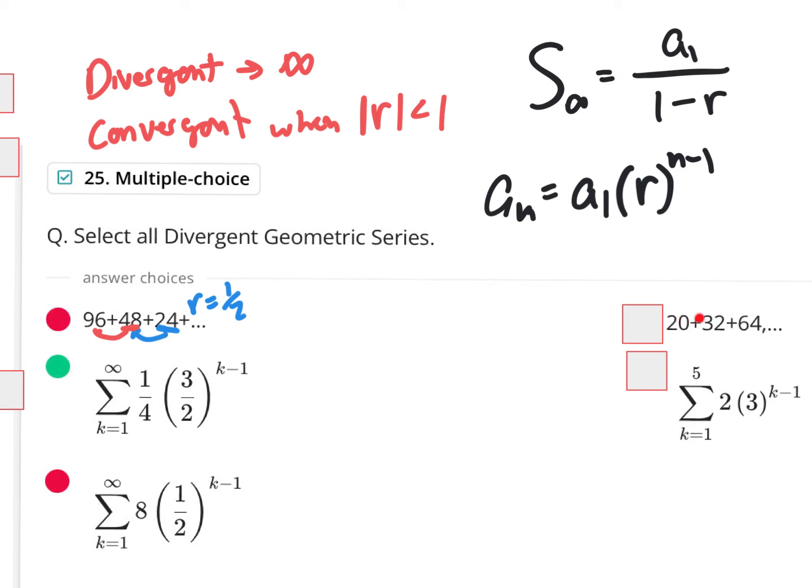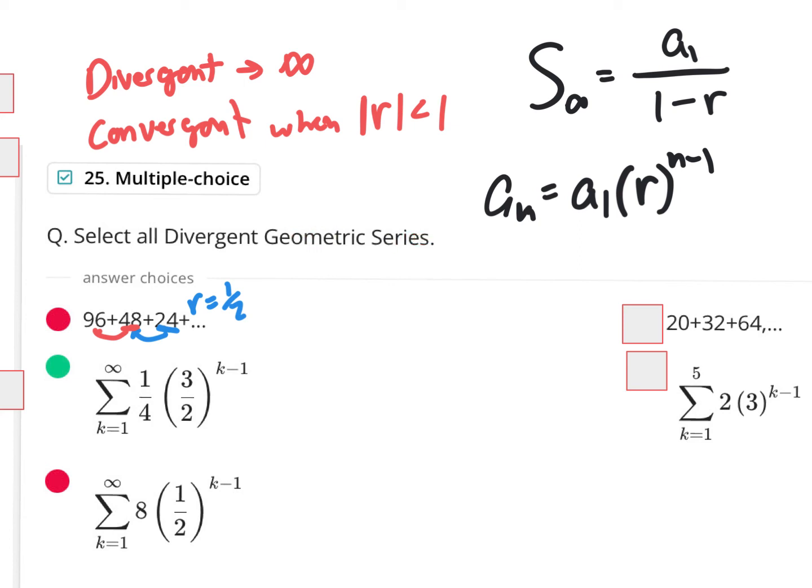How about this guy? Is it convergent or divergent? It's divergent. Now, let's be more specific. Is it a divergent geometric series? There is such a thing as a divergent arithmetic series. Does it have a common ratio? What's 64 divided by 32? 2. What's 32 divided by 20? Is it 2? No, it's not. So is it getting bigger and bigger and bigger? Will it go to infinity? Is it divergent? Yes. But is it a divergent geometric series?